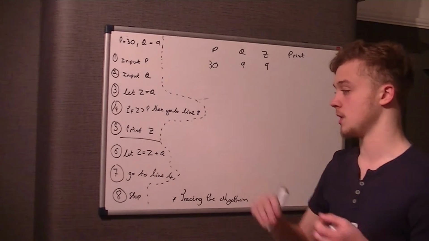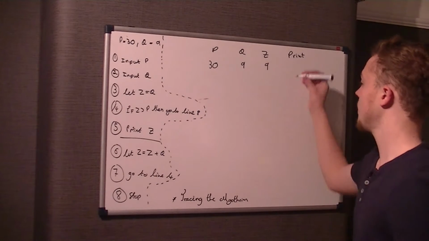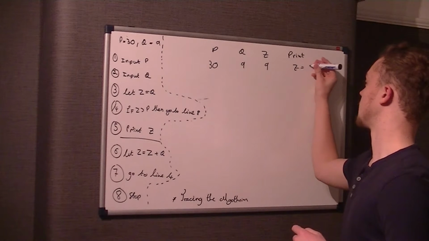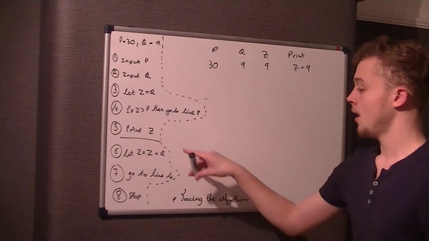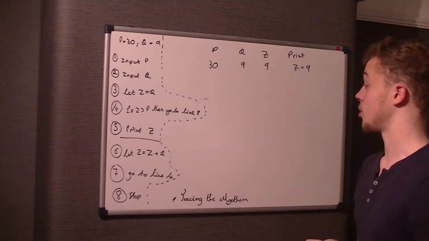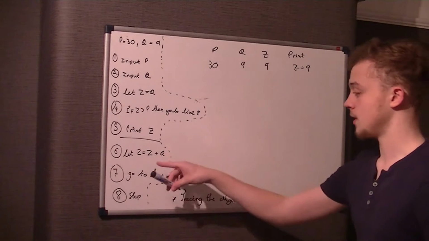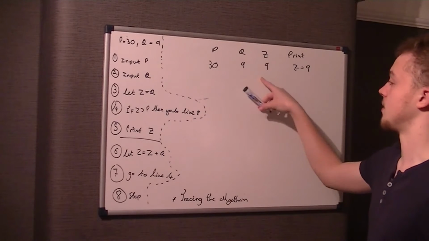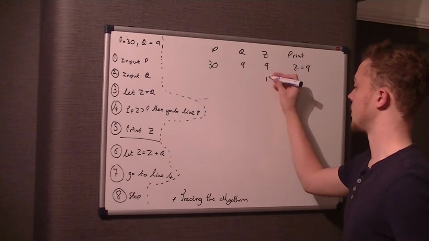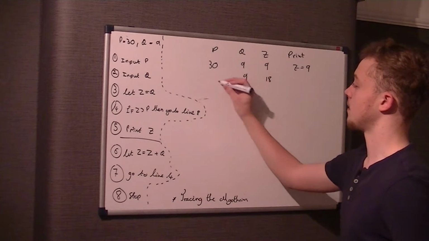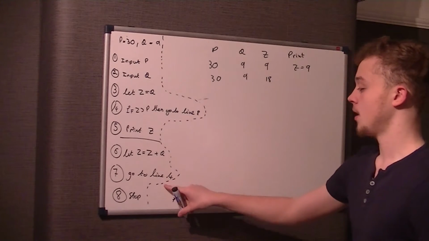So it isn't, so we just go to line 5 instead, and then we print Z. So we just write Z is equal to 9. That's your first line. Then you let Z equal Z plus Q. So the next line for Z is 9 plus 9, which is obviously 18. You write in 9 and 30, and then we go back to line 4.